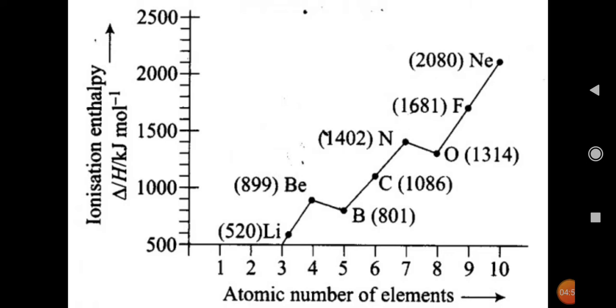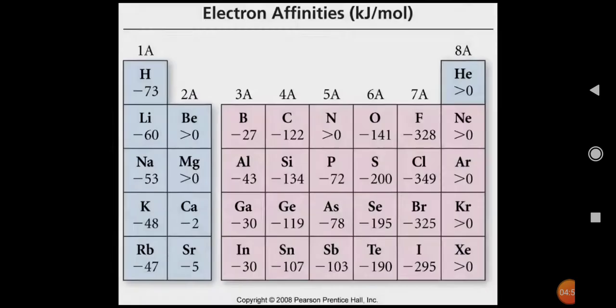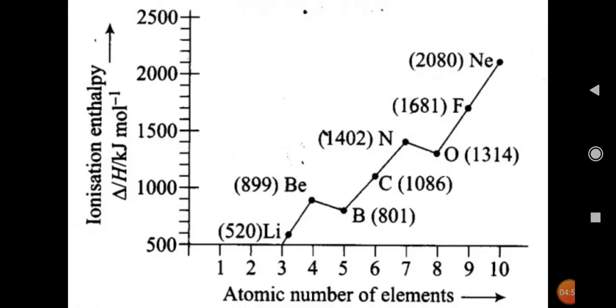Let's talk about ionization enthalpy. Ionization enthalpy is the energy required to remove an electron from the outermost shell. There are a number of ionization enthalpies: the first ionization enthalpy, the second ionization enthalpy, then the third, fourth, and we can continue as much as we want.